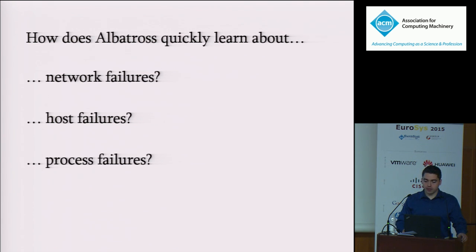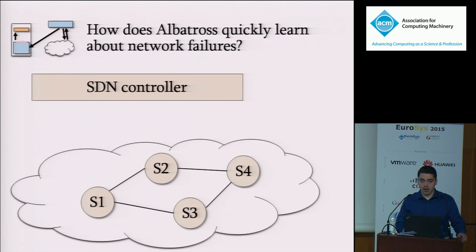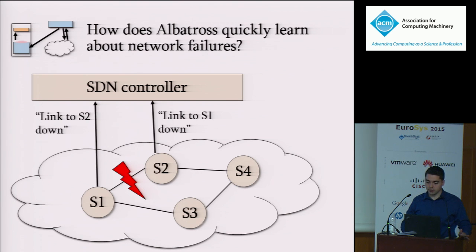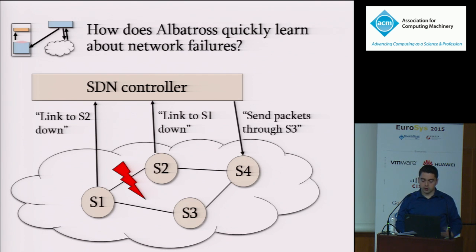To learn about network failures, Albatross leverages software-defined networking directly. Here I have a picture of a software-defined network. There's a controller and some switches. The switches observe status events in the network and report those to the controller that then makes control decisions. Specifically, it decides how to route packets based on some policy. For example, if the link between switch 1 and switch 2 fails, the switches will report that failure to the controller. The controller, then seeing that it needs to reroute packets potentially from switch 4, will tell switch 4 to send all future packets through S3 to avoid the broken link.